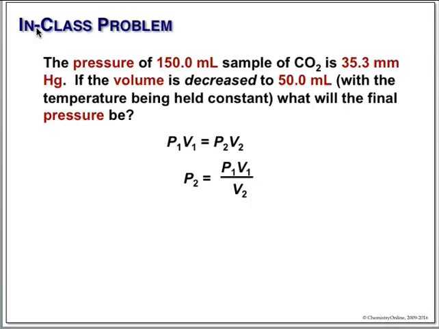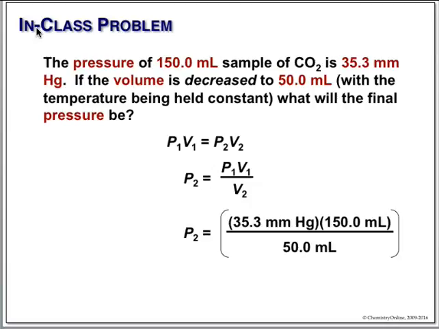So we plug our numbers in. P1 is 35.3, V1 is 150, V2 is 50. Our milliliters are going to cancel. Our pressure is only going to be in millimeters of mercury. So the math, very quickly then: 35.3 multiplied by 150 divided by 50 is 106 millimeters of mercury.